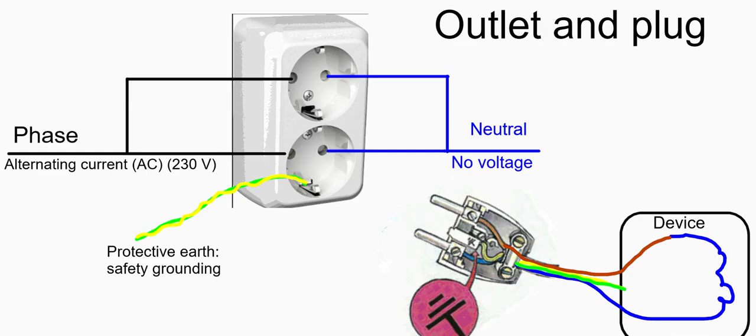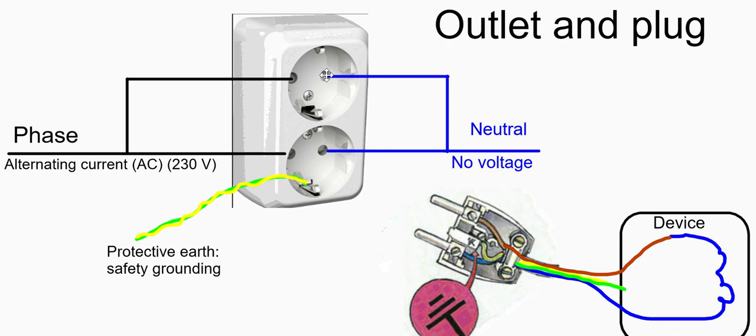So now we have come to the outlet and the plug and how they play together. This is how an outlet looks like in Sweden. You have 2 holes and a little metal bar. One of the 2 holes is the phase, and the other hole is neutral, but you can't know which one just looking at the outlet.